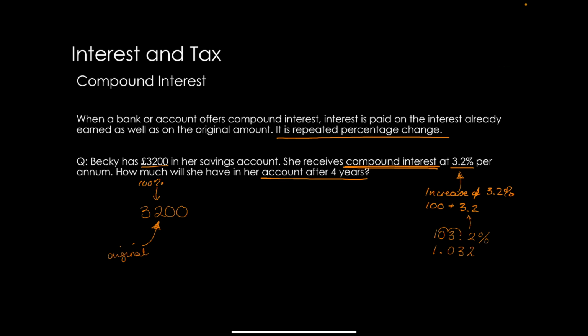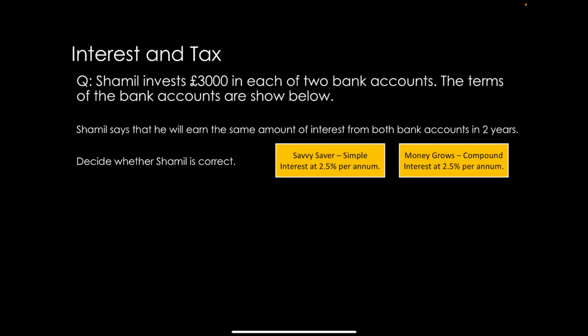Again, we just move the decimal point back 2 places. So we're going to times that by 1.032, but it's over a course of 4 years. So we're going to do it to the power of 4. And if you put that into your calculator, you will get a final amount of £3,629.68. So she will have £3,629.68 after 4 years. Okay?